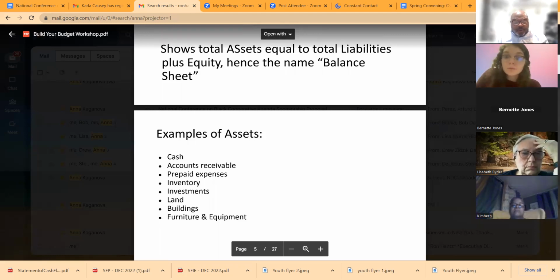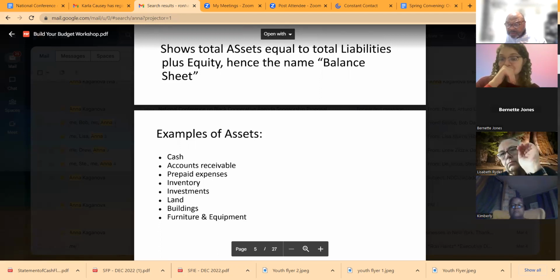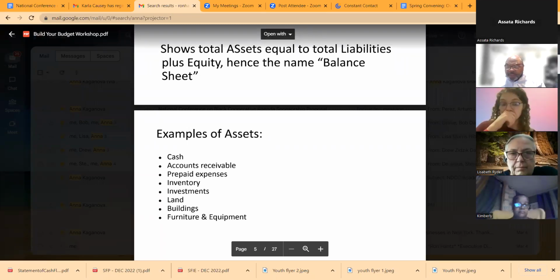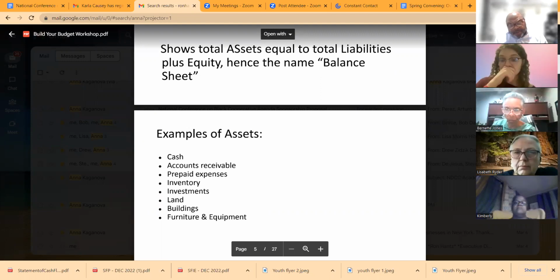So let me ask a question to sort of get a sense of your knowledge in terms of accounting. Has anybody worked with a bookkeeper or accountant before? Show by just showing your hands. Okay, so you have a basic understanding of accounting and what goes into accounting. All right, good, good. So it makes my job a lot easier.